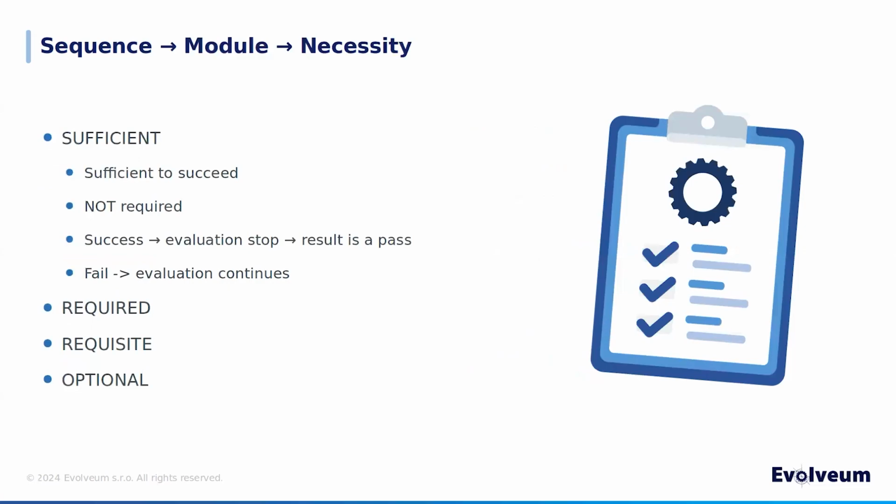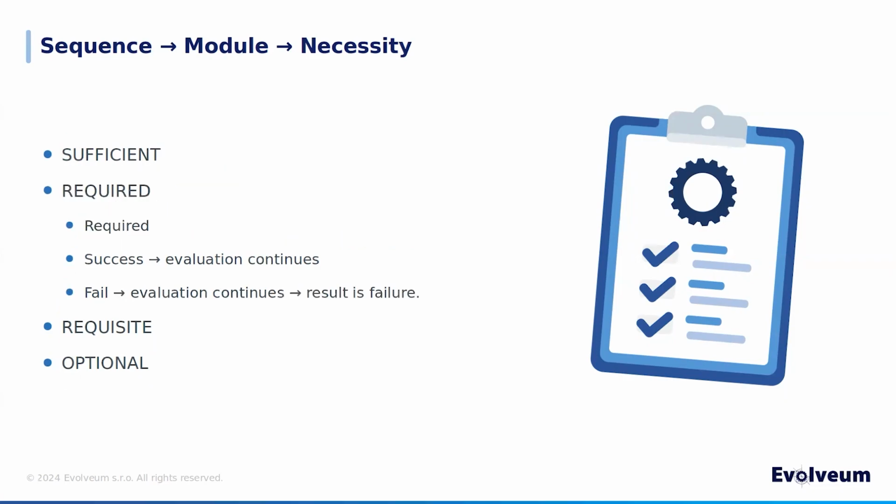The first type of necessity is sufficient. The module is sufficient for the authentication to succeed. It is not required for success. If this module succeeds, the evaluation stops. The result is a pass. Other modules are not evaluated, except when a required module that was previously evaluated has failed. In this case, the result is failed. And if this module fails, the evaluation continues. Other modules will be evaluated.